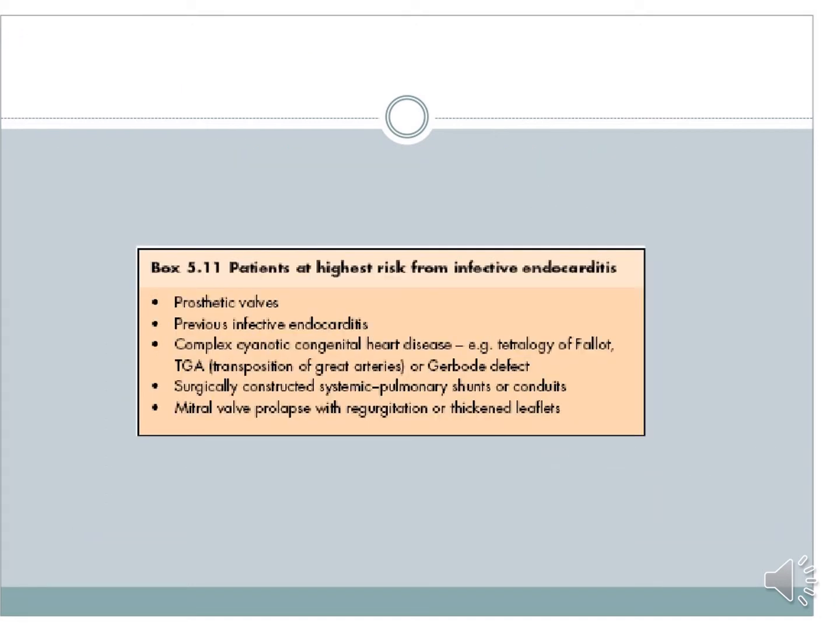The patients at higher risk from endocarditis are those with prosthetic valves, previous infective endocarditis, complex cyanotic congenital heart disease like tetralogy of Fallot, surgically constructed systemic pulmonary shunts, or mitral valve prolapse with regurgitation or thickened leaflets.